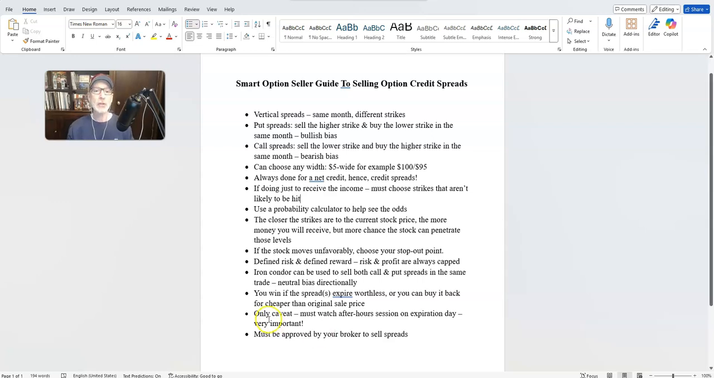Okay, so let's look at an example here. We're going to look at selling a call spread. We're going to look at selling a put spread, and we're going to look at doing them both at the same time, which is called an iron condor.